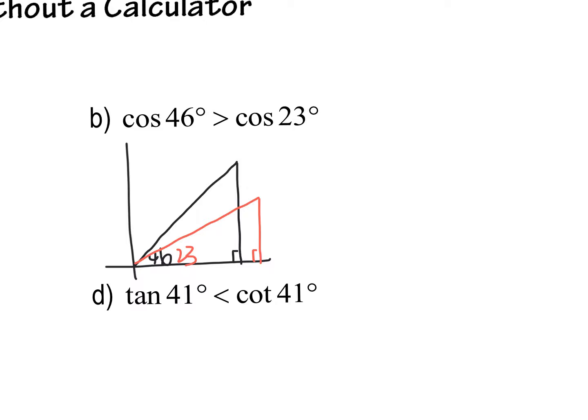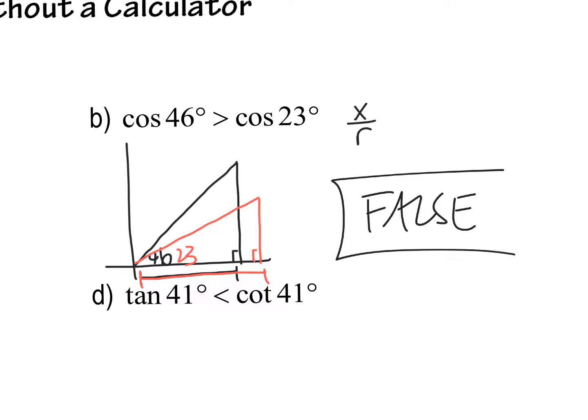Remember that the r value is the same because it's just the radius of the circle as we're moving around. But remember that cosine is x over r, and the r is always 1, so we're really looking at the x values here. What's happening to the x value? The x value got bigger when I made the angle smaller, so that one is like the reverse. As theta increases, the cosine decreases. So this is actually false. The reason is the x value is in fact bigger for the smaller angle.